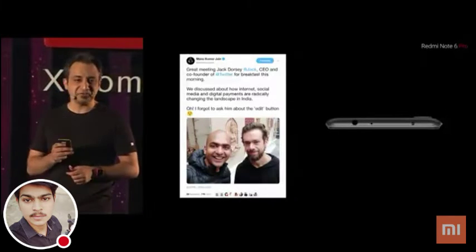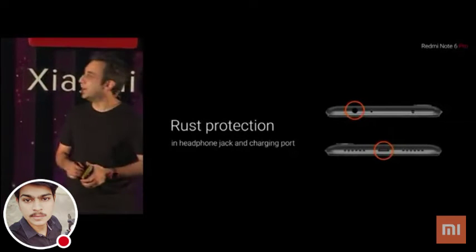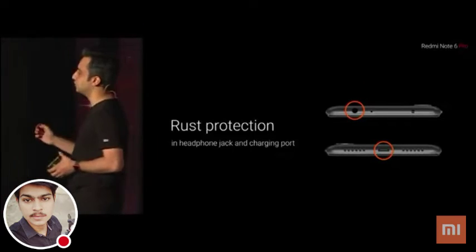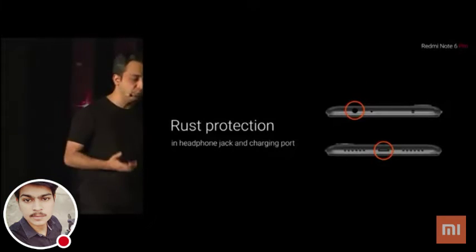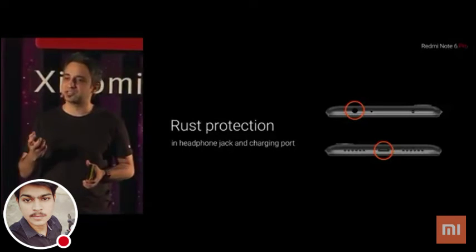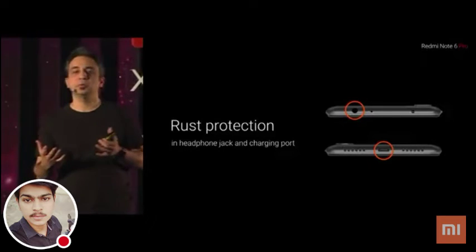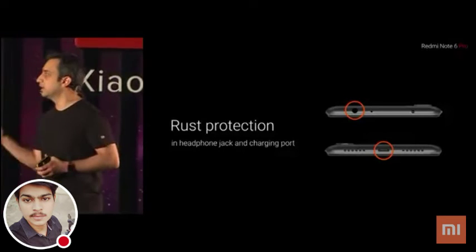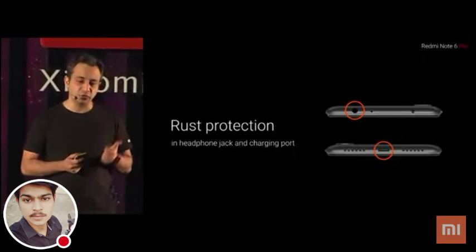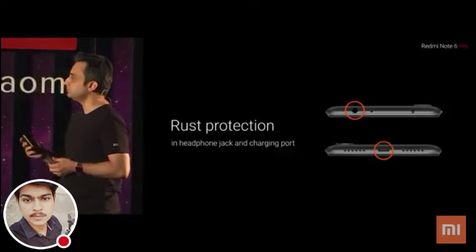Talking about jack, actually we've changed a few things for jack as well. I mean, not that jack, but our jack. We've added rust protection. So in the headphone jack and charging port, people in Delhi would not really face this, but the people who are staying in coastal areas where there's a lot more humidity and heat, there is a genuine problem of corrosion coming in. We've added rust protection on the Note 6 Pro. Again, the focus being on higher quality devices for our fans.